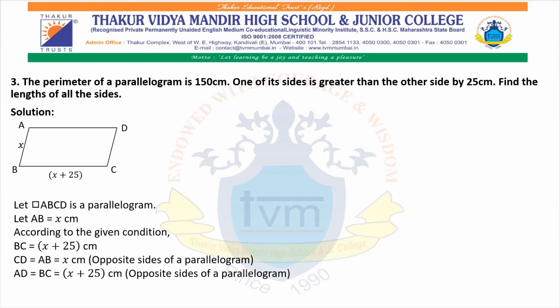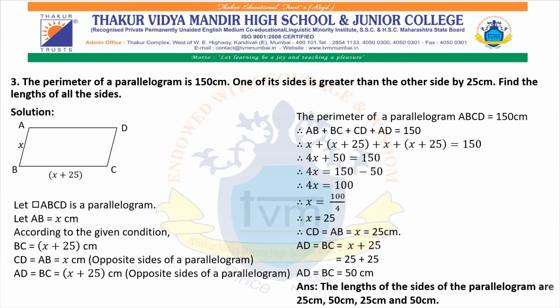Let AB be equal to x centimeters. According to the given condition, BC is equal to x plus 25 centimeters. CD is equal to AB is equal to x centimeters, opposite sides of a parallelogram. AD is equal to BC is equal to x plus 25 centimeters, opposite sides of a parallelogram. The perimeter of parallelogram ABCD is equal to 150 centimeters. Therefore, AB plus BC plus CD plus AD is equal to 150.